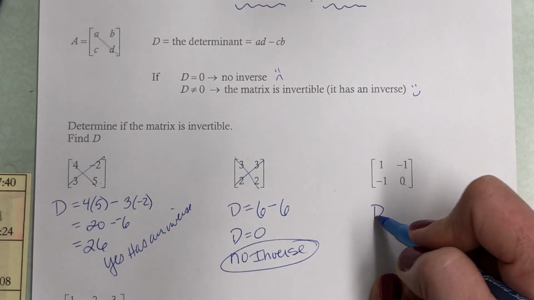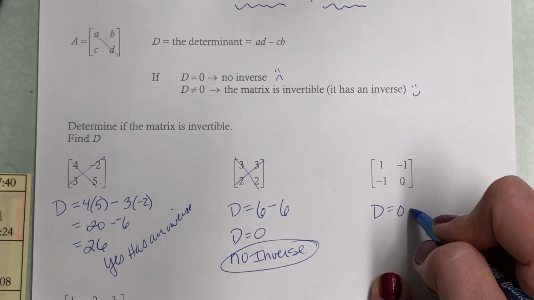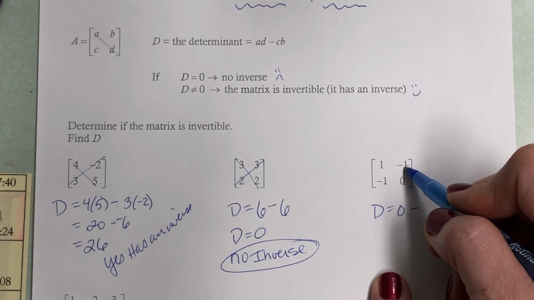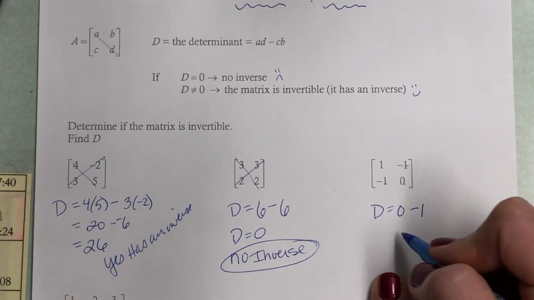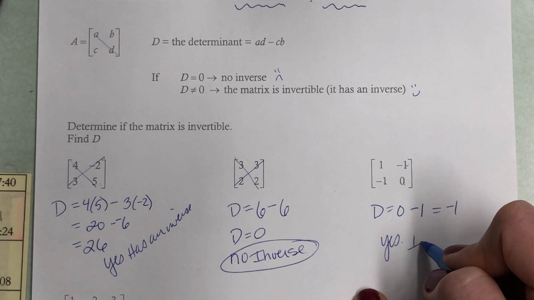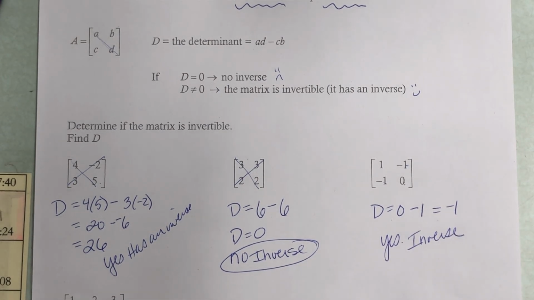Cross multiply, so D is equal to, see, 1 times 0 is 0, minus, cross multiply here, negative 1 times negative 1 is 1. So my determinant is equal to negative 1, so yes, there's an inverse. Okay. So that's how I find a 2 by 2.